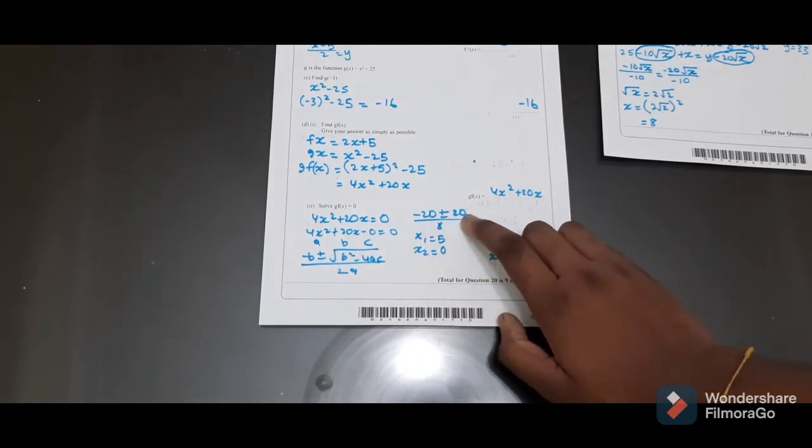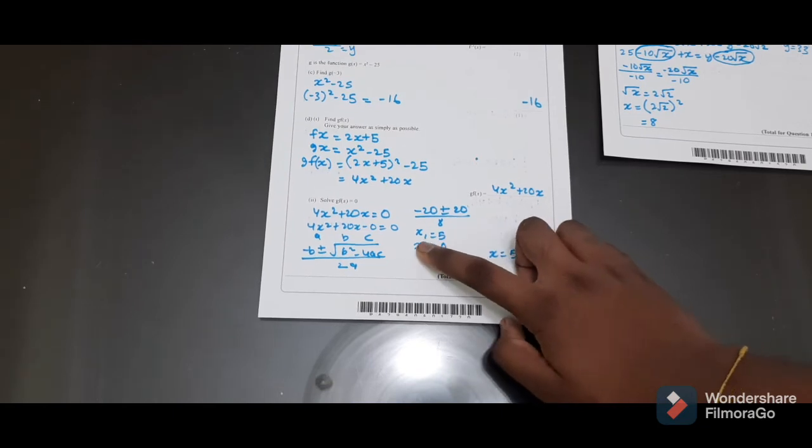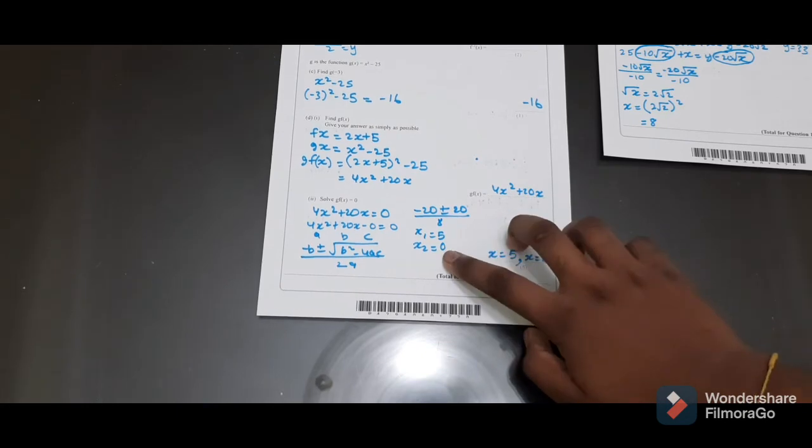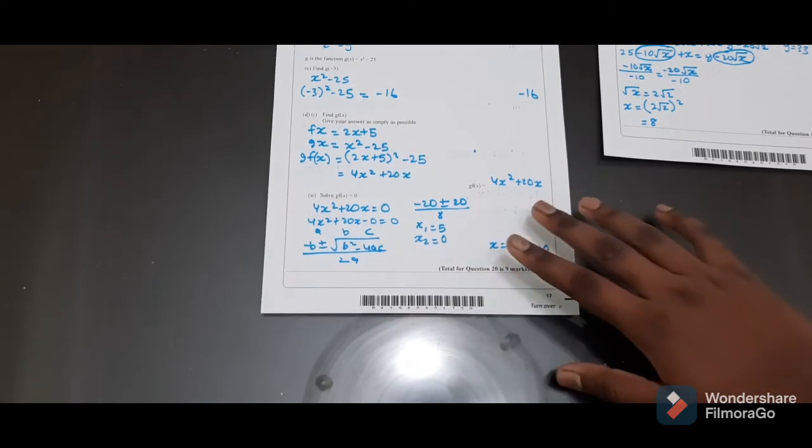Negative 20 plus minus 20 divided by 8. You will get two answers. First is 5, second is 0, or you might get first as 0 and second as 5. That's the answers. That's the correct answers.